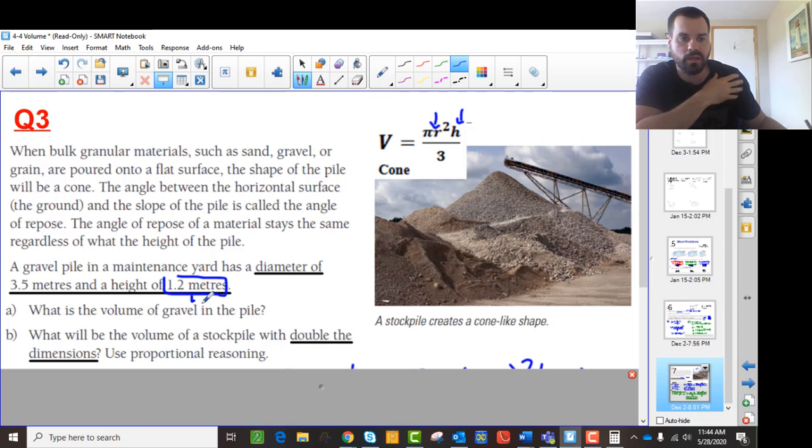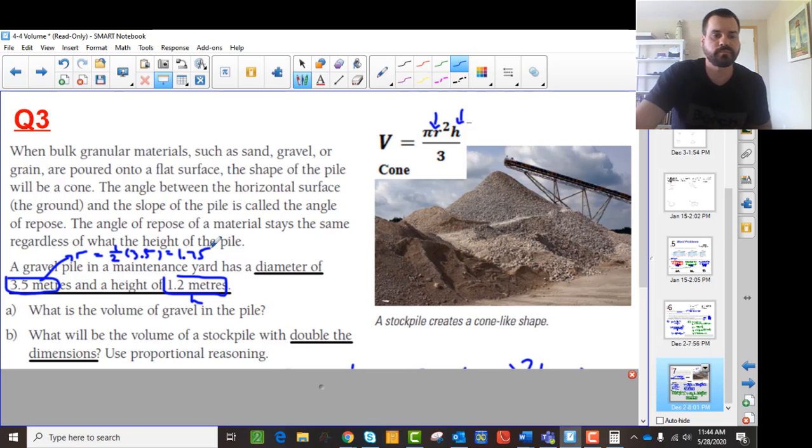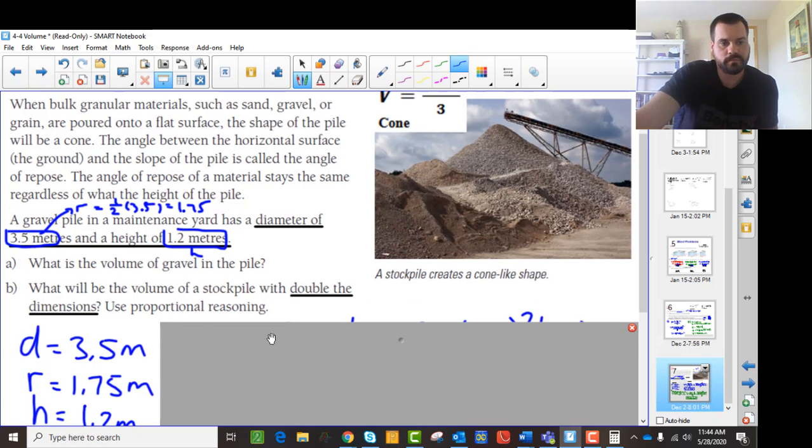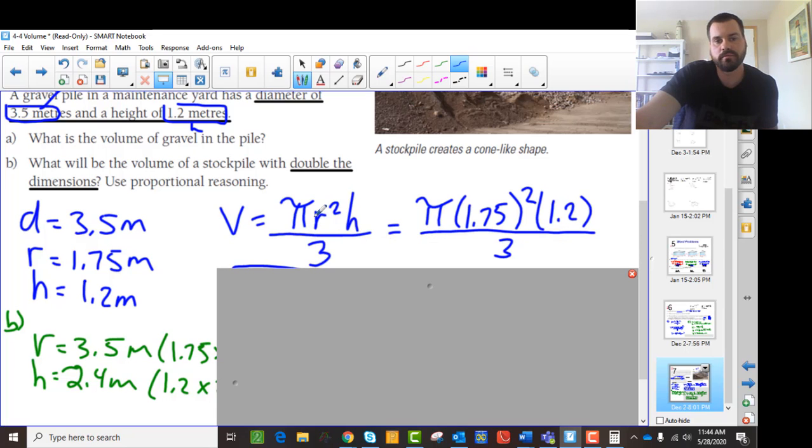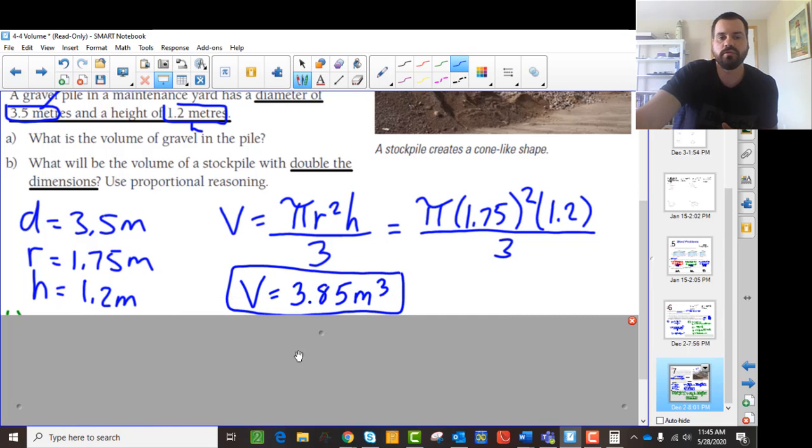That's h. The diameter is 3.5. That doesn't tell me the radius directly, but half of that is the radius. So the radius is going to be 1.75. It's half of 3.5. So there's my dimensions. Okay, height's 1.2, radius is 1.75. So I plug it into my formula, which is pi times r, 1.75 squared, times our height, which is 1.2. And then we just divide it by 3. So again, take your calculator, please. Make sure that you can get that same number.